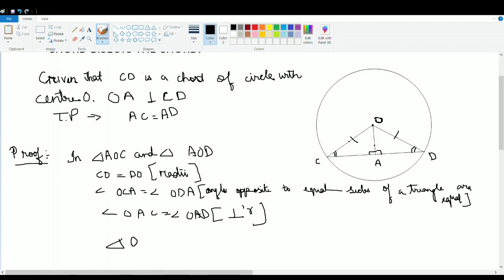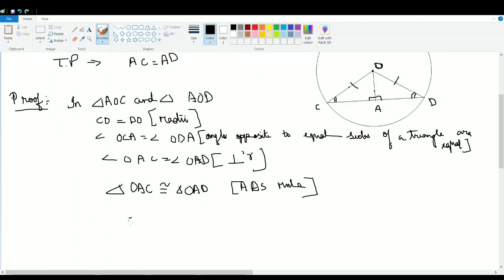OAC is congruent to triangle OAD by what rule? Angle-side rule. So this is the thing. So we have proved it. So AC is equal to AD from what? Corresponding parts of congruent triangles. So hence we are done.